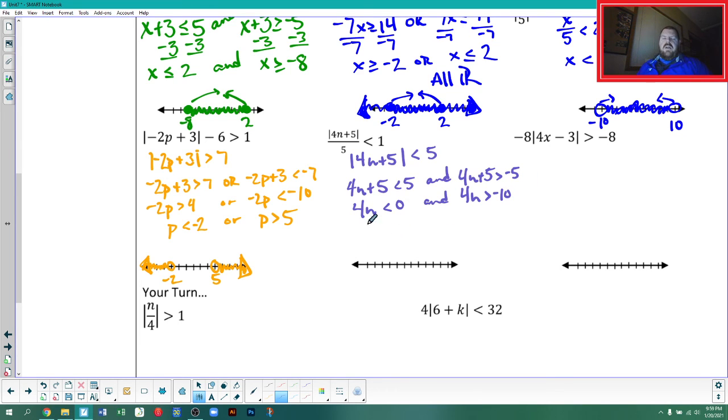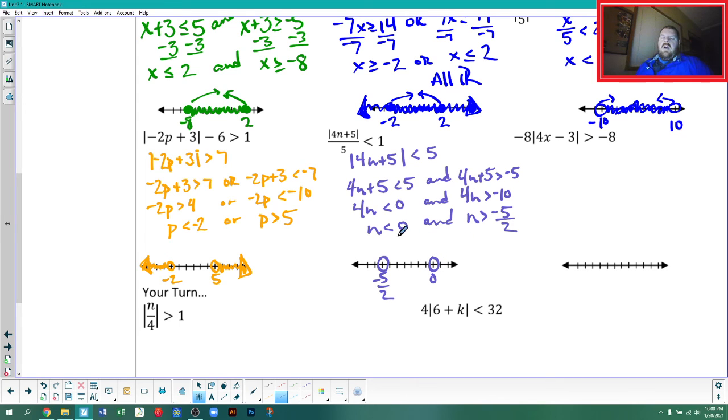That's going to end up a little bit ugly. This one's just going to be n is less than 0, and n is going to be greater than negative 5 halves, which is kind of the best way to say that. Okay? So that's like negative 2.5. So let's say we have negative 5 halves there, and 0 there. They are not equal to's, so we have open circles.